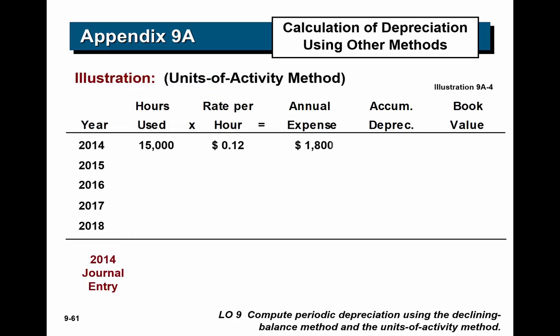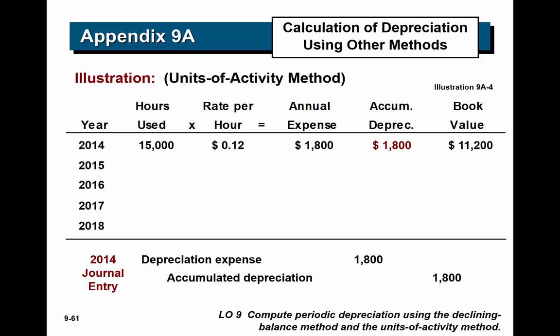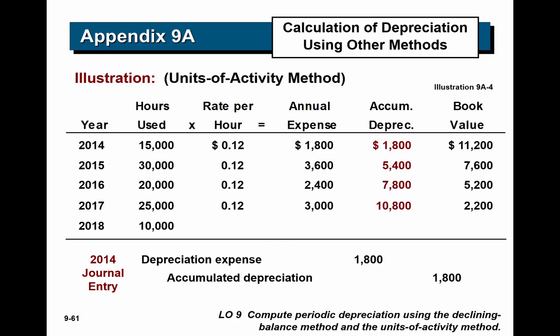So for the car, they did 15,000 miles in the first year, times 12 cents per mile. Again, they have it labeled hours. Gives us $1,800, and then we subtract that accumulated depreciation from the cost, and that gives us the book value. In the second year, they did 30,000 miles at 12 cents. So again, we just follow it through each year. And in the end, we're left with the salvage value.